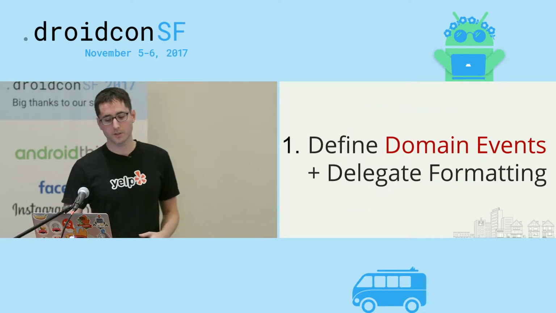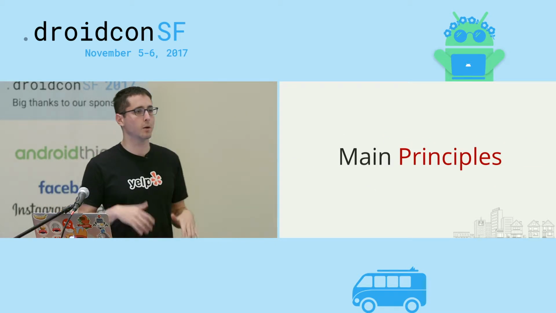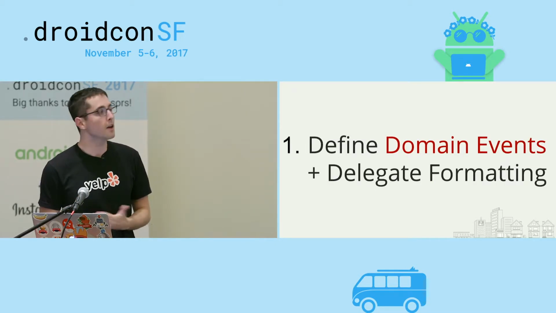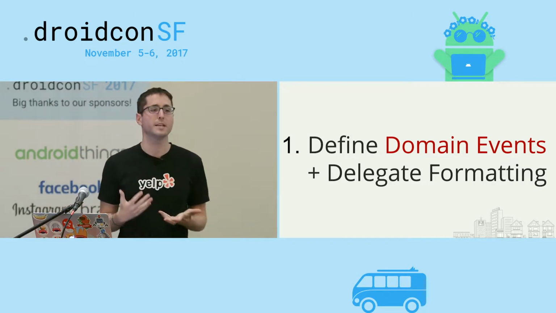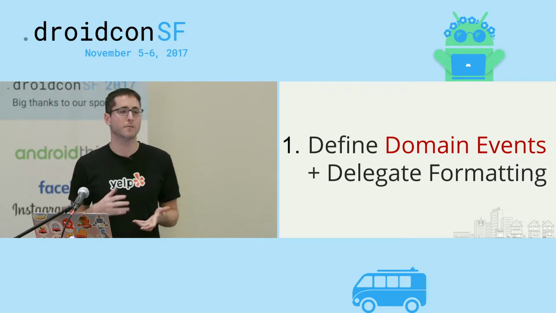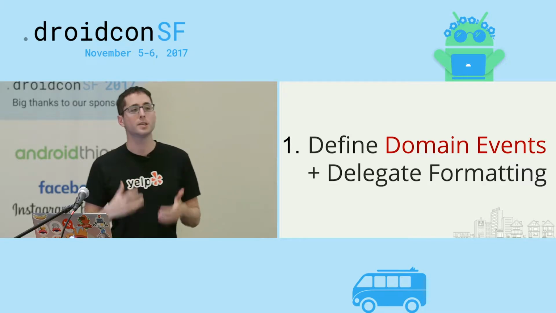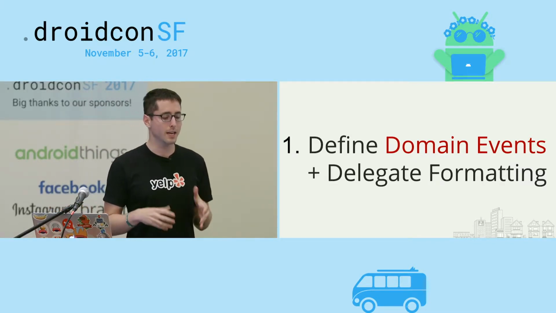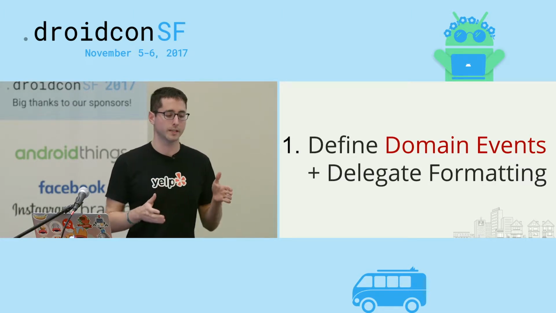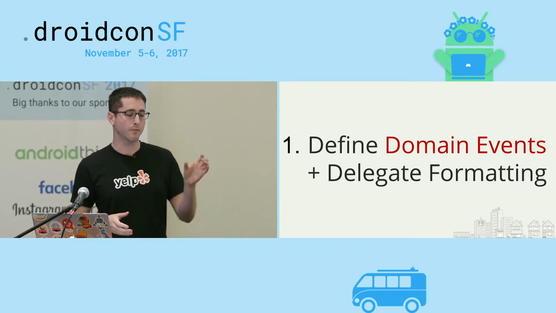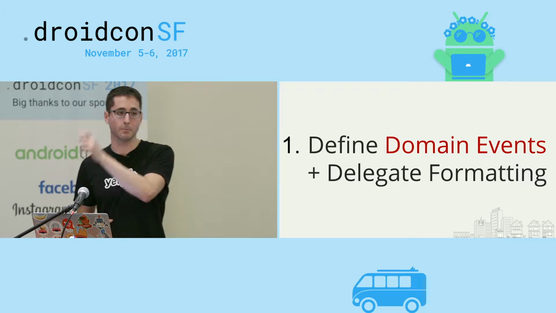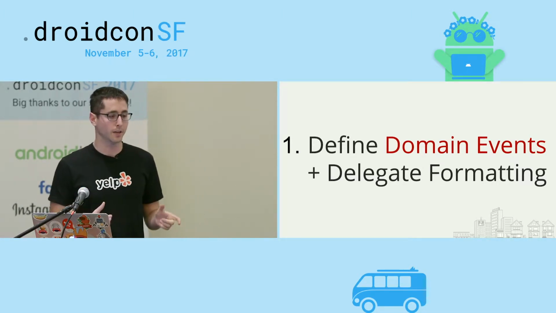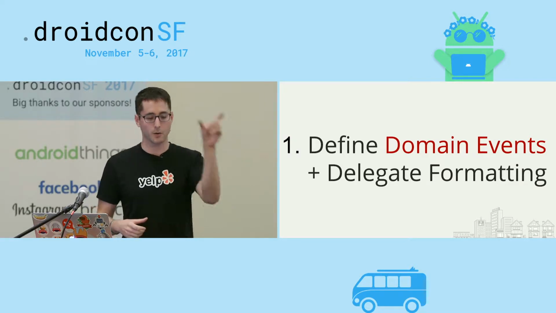What there are, though, are some central principles that you can follow that will help make this process easier and scalable for you. First and foremost, you're going to want to define domain events, and then you're going to want to delegate the formatting of those domain events to particular metric services. What I mean by this is that, for example, Google Analytics has this model where all of its events have categories, actions, and labels. If you start by instrumenting Google Analytics in your application, then you can say, okay, everything has a category, an action, and a label.